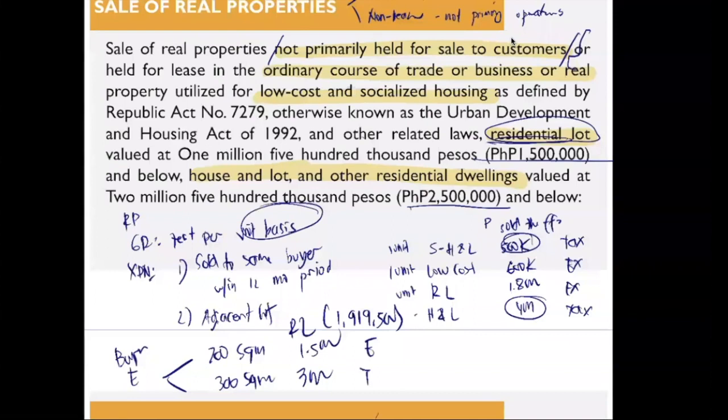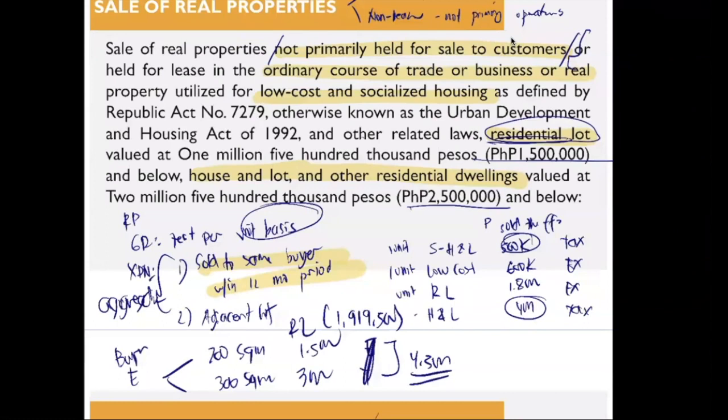Kasi per unit basis nga tayo. But what is the exemption? If it is same buyer within the 12-month period, you need to aggregate it. What do we mean by aggregate? Pagsamahin mo na. So hindi mo pala siya itetest per unit basis, but pagsasamahin mo na. So pagsasamahin mo siya, magiging 4.5 million pesos. Again, initially, we use per unit basis. The exception, if we sold it to the same buyer within the 12-month period. So we have your 1.5 and 3 million, total of 4.5 million. The aggregate value now is 4.5 million.